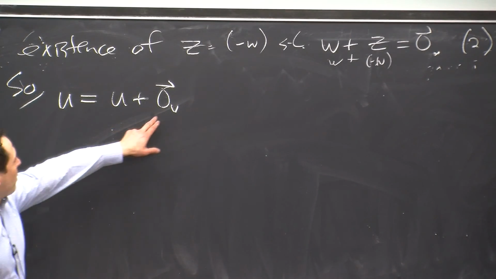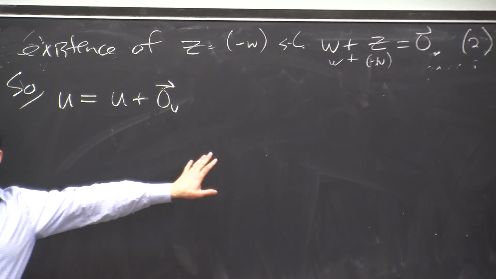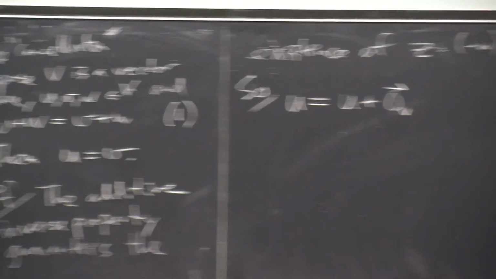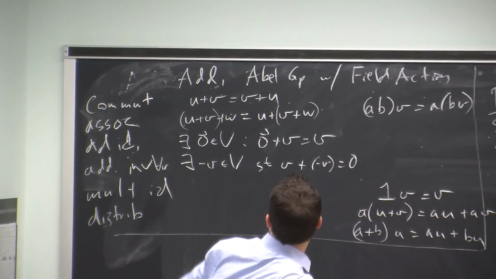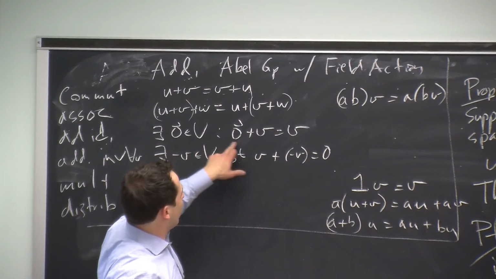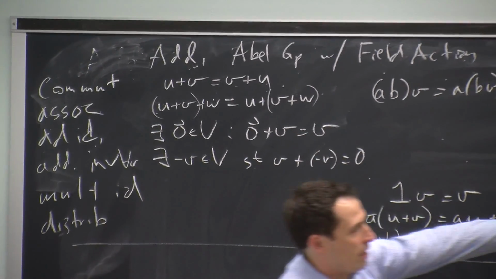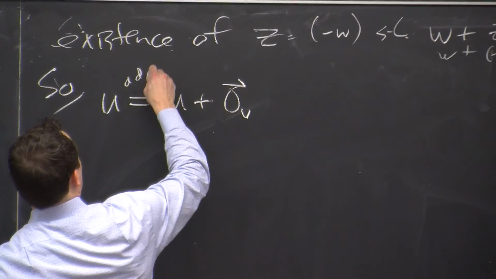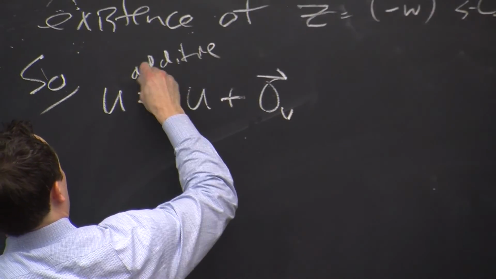Now, I used one of the properties of vector spaces to write that equality. Which property did I use? One of these properties. Yeah. The additive identity. That's right. The additive identity is a special 0. Anytime I add something to it, I get back the thing I started with. OK, so I'm going to label each of these. Additive identity.